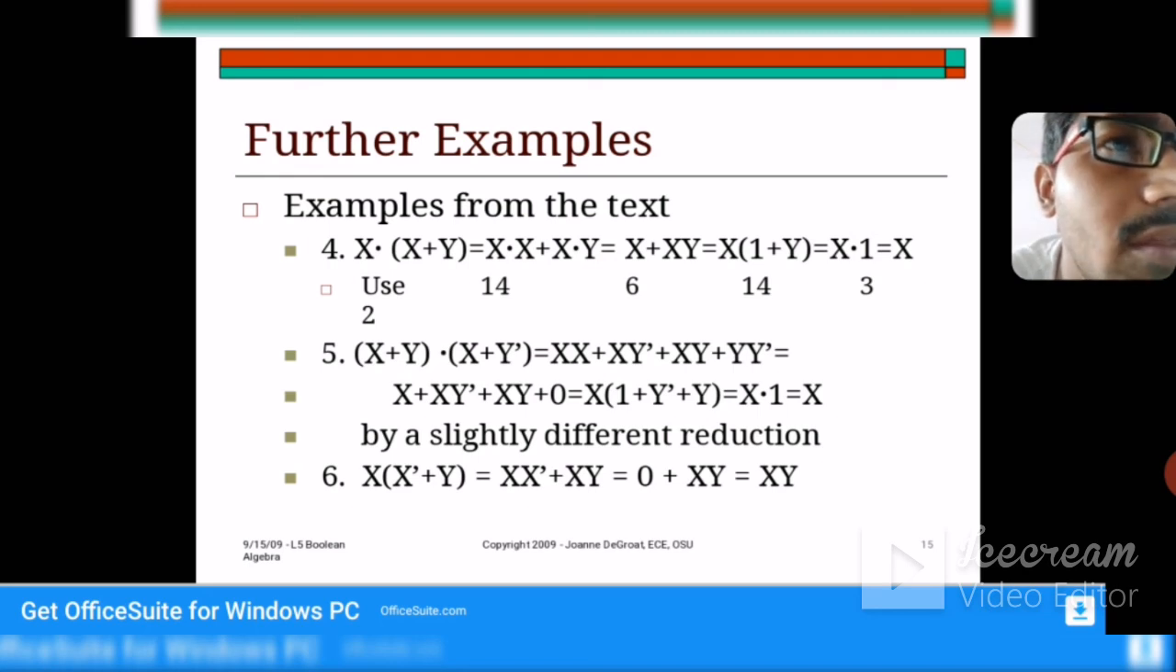So x into x is equal to x, and x into y. Sorry, the question is x into (x plus y). So I have multiplied x with x as well as y. So I have the expression x into x plus x into y, but x into x is always x. So I have the expression x plus xy. If I take a common x, I get x into (1 plus y). 1 plus anything is always 1. Hence the output is x.